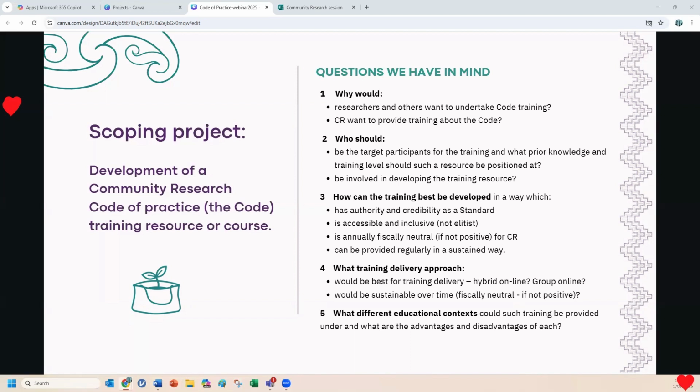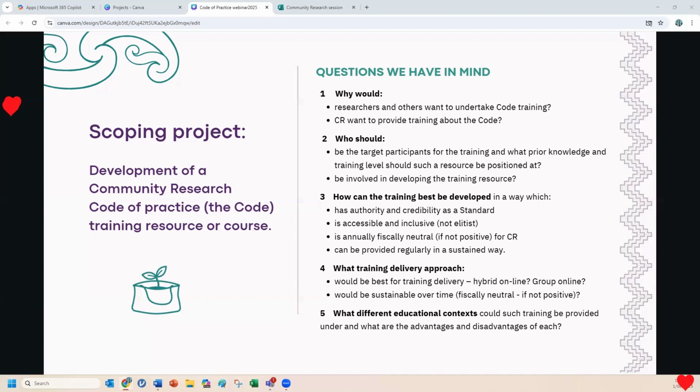Why would you want to do something like that? Why would community research want to provide training about the code? So I'm going right back to the balancing of that relationship, because community research has a relationship with community researchers and associated organisations. Who should be the target? What would be the training level? Who could be involved in developing it?